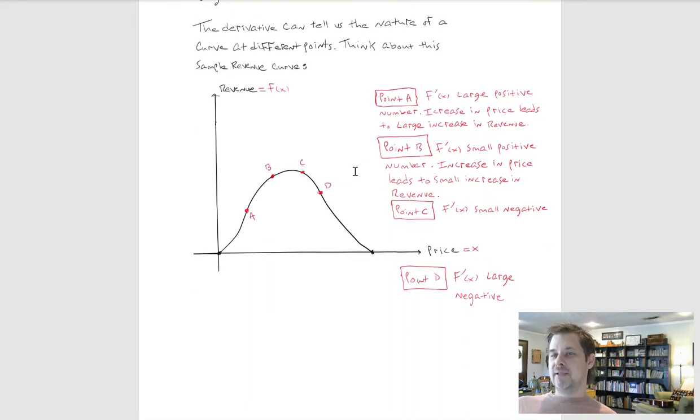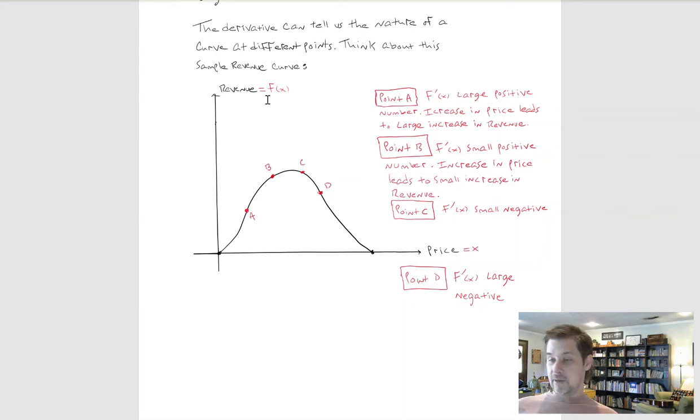So we might apply it to something like a revenue curve. Suppose we have a revenue curve, meaning it tracks the revenue over various prices. You might think that you're in the business of selling something and you price it at whatever, and at that price you get a certain number of people interested in that item. They're buyers at that price, and so you get a certain amount of revenue.